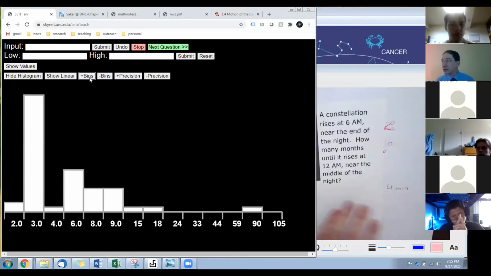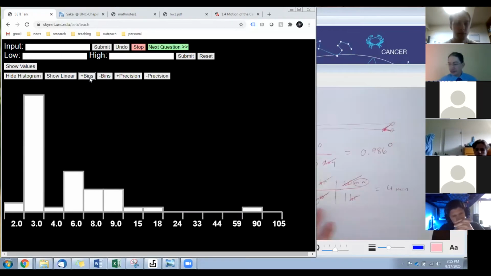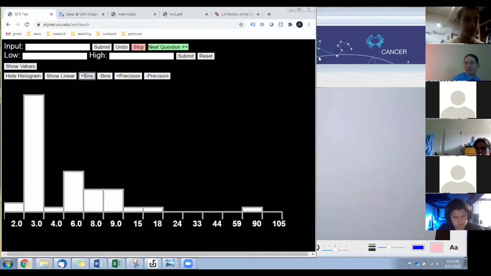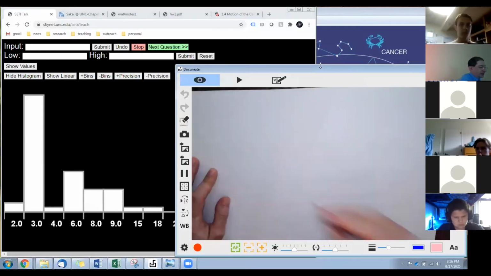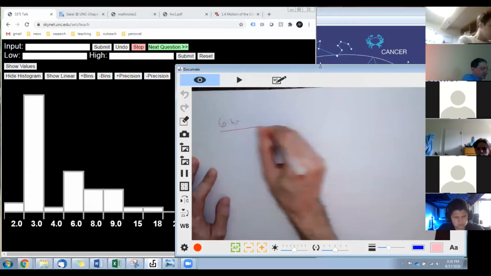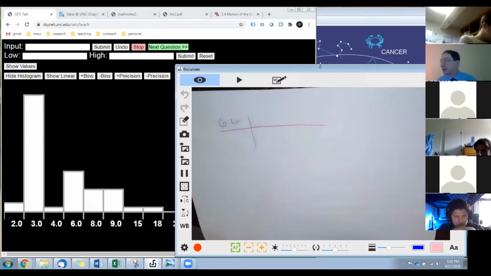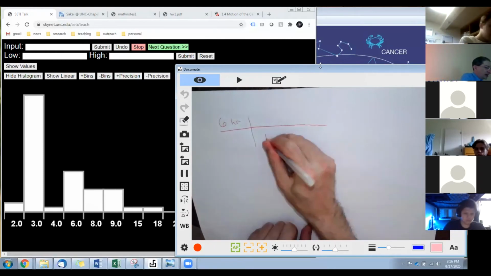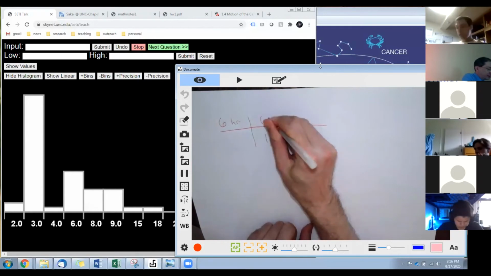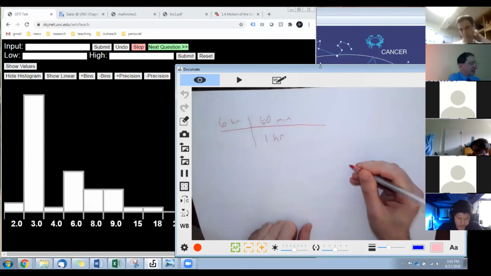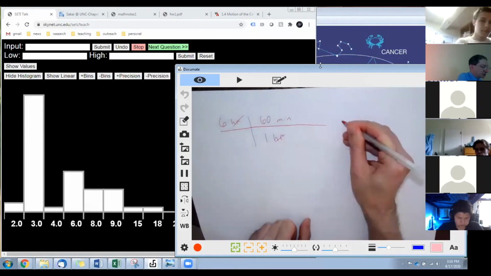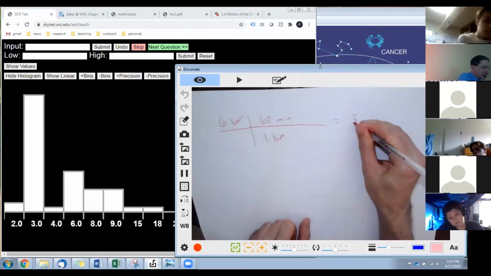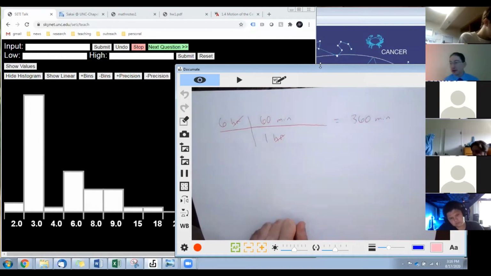And there are 2 ways that you can go about doing this here. Okay, so start with what we know. It's rising 6 hours earlier. 6 hours. And let's convert this to minutes. So in 1 hour, we have 60 minutes. So rising 6 hours earlier corresponds to rising 6 times 60 is 360 minutes earlier.